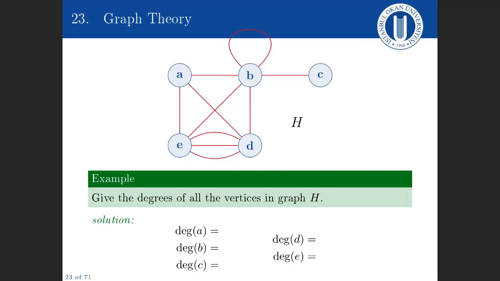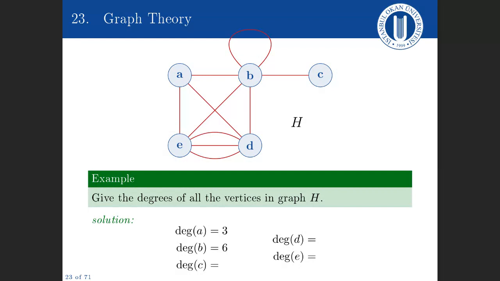Another one, give the degrees of all the vertices in graph H. The degree of A is 3. The degree of B is 6. The degree of C is equal to 1. The degree of D is 5. And the degree of E is also 5. Now remember, when we have a loop, we count it as 2. So 1, 2, 3, 4, 5, 6. The degree of B is 6.